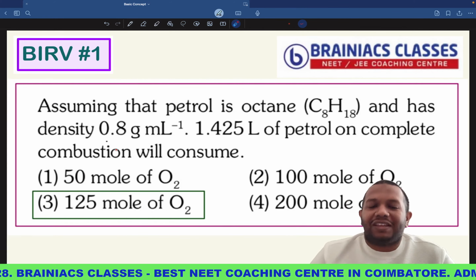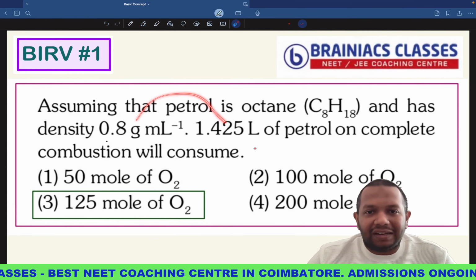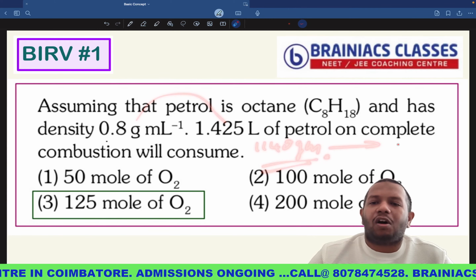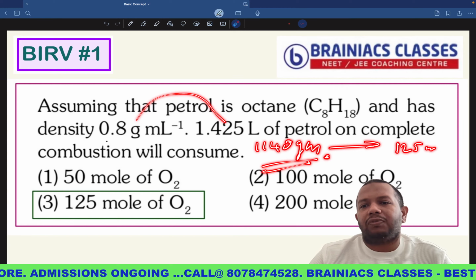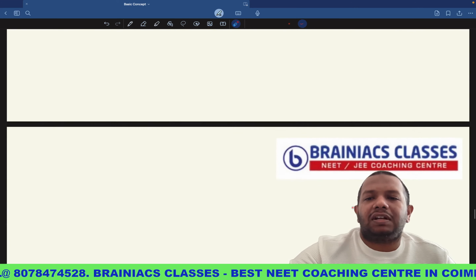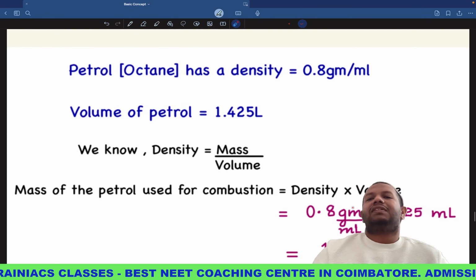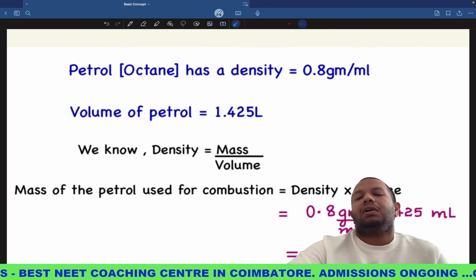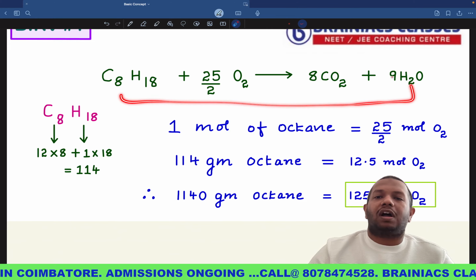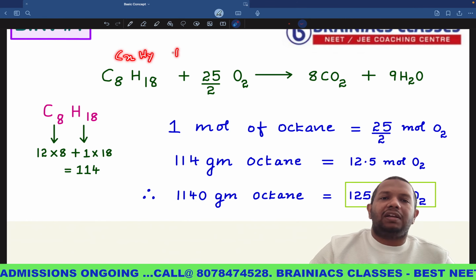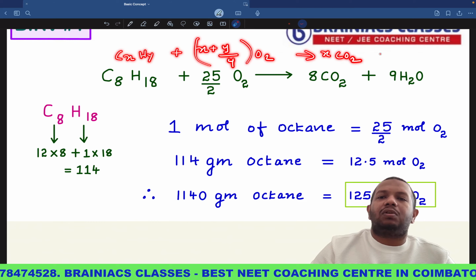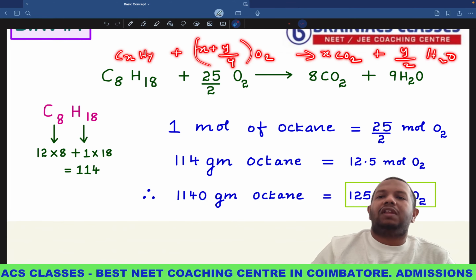I hope you understood. Here they have mentioned volume. We multiplied with the density to find out the mass that is used. With respect to that mass, we calculated how much oxygen is required. That was 125 mole O2. Clear? So whenever a liquid is given, convert that to mass to find the other quantities. Don't forget the combustion equation of hydrocarbon. Again I am writing CxHy gives x plus y by 4 O2, giving x CO2 plus y by 2 H2O. Very, very important.